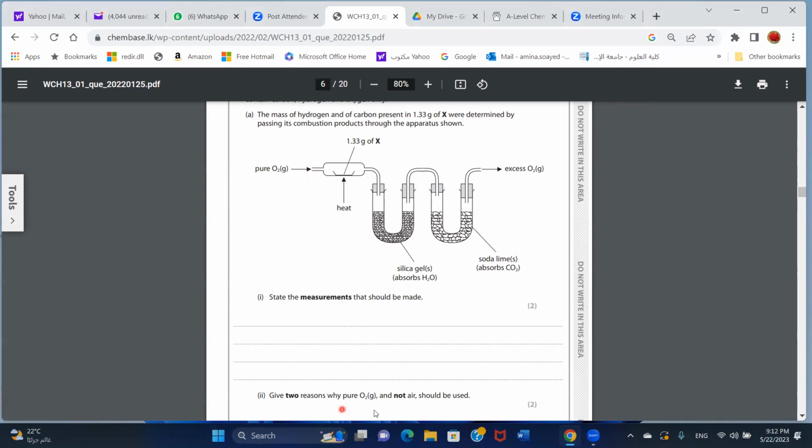So that's why we have to use pure oxygen and not air, so as to exclude the water vapor that is present in the air, and the carbon dioxide that is already present in the air, from collecting together with the combustion products, the water and the carbon dioxide from the organic liquid. Yes. Do you have any question here?